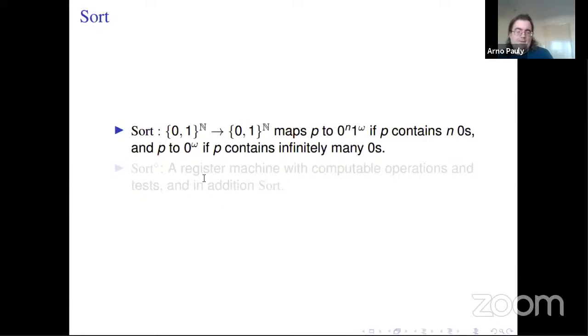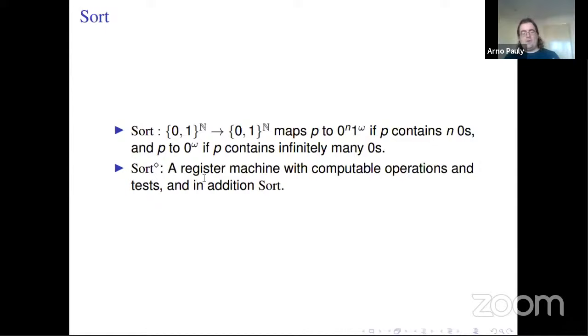Sorting infinite binary sequences sounds a bit odd, but the idea just is if there are finitely many zeros in your infinite binary sequence, you move those finitely many zeros all to the front, followed by all those infinitely many ones which are left. Whereas if there are infinitely many zeros, then you never reach the part where you start writing ones, so you just output constant zeros.